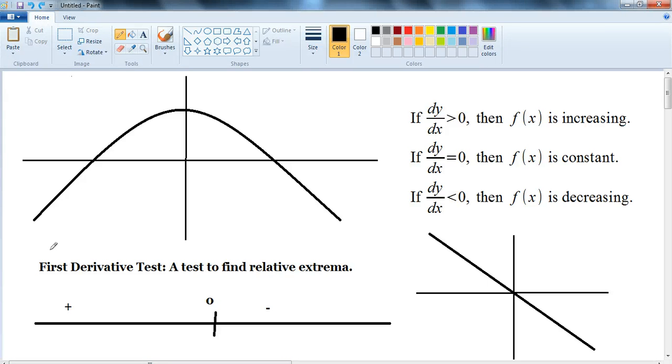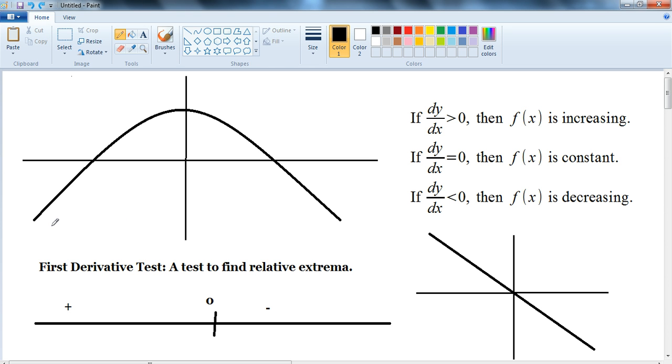Hi everyone. So the first derivative test is a test to find the relative extrema of a function. And before we begin, I want you to keep these three rules in mind. Because the derivative is the slope at a point, we know that if it's greater than 0, then f of x must be increasing at that point. If it's equal to 0, then f of x is constant at that point. And if it's less than 0, then f of x must be decreasing at that point.